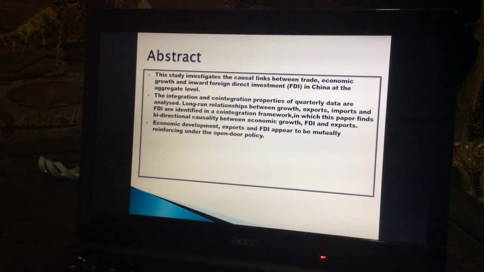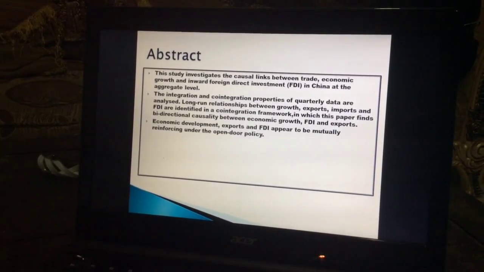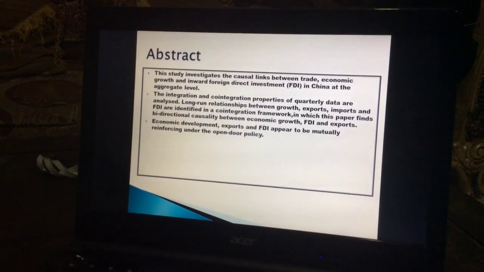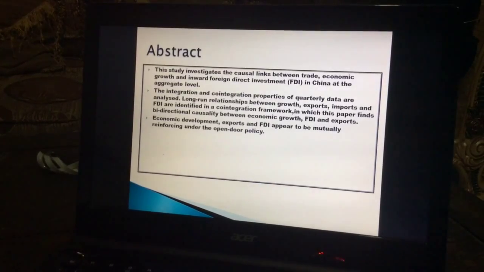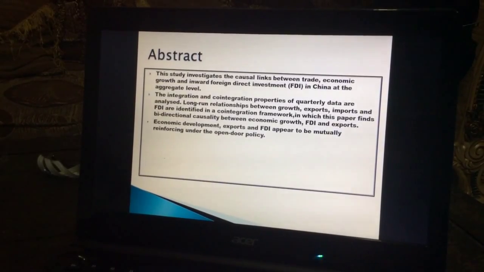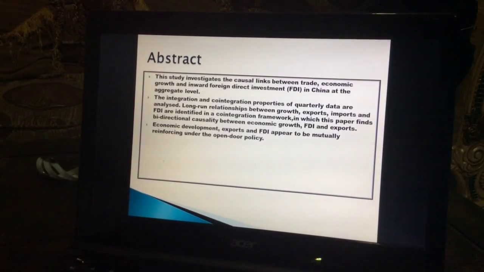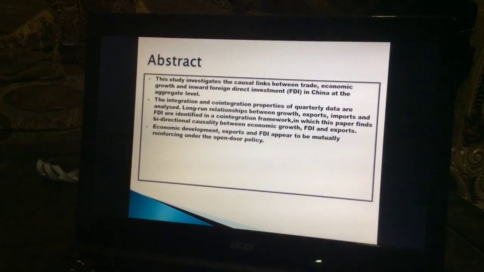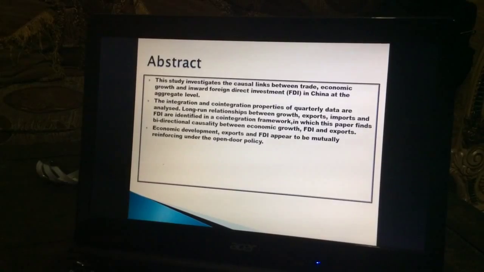This paper investigates the causal links between trade, economic growth, and inward foreign direct investment in China at the aggregate level. The integration and co-integration properties of quarterly data are analyzed. Long-run relationships between growth, exports, imports, and FDI are identified in a co-integration framework, in which this paper finds bidirectional causality between economic growth, FDI, and exports. Economic development, exports, and FDI appear to be mutually reinforcing under the open door policy.